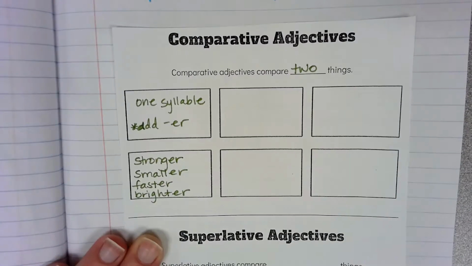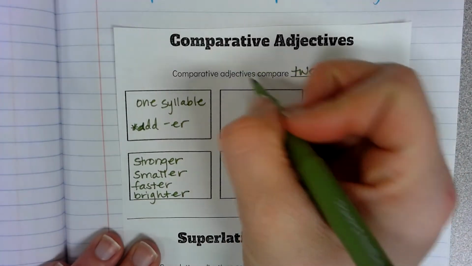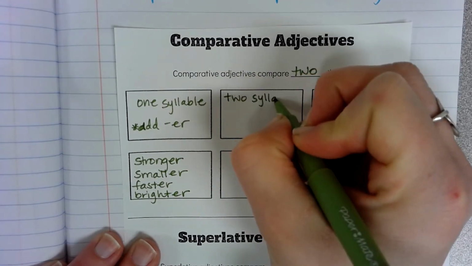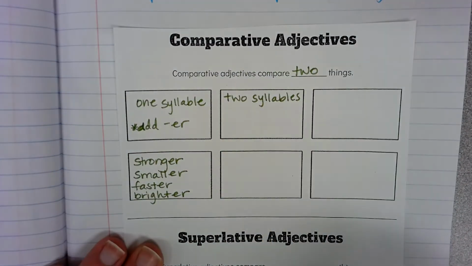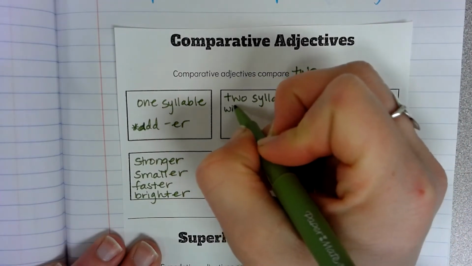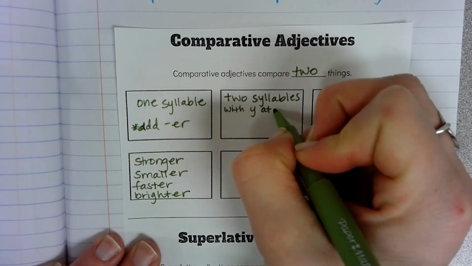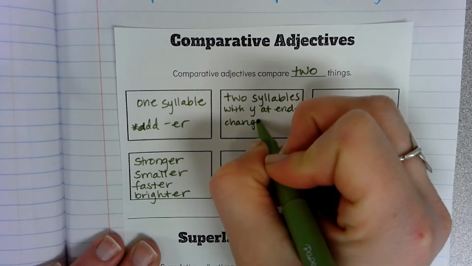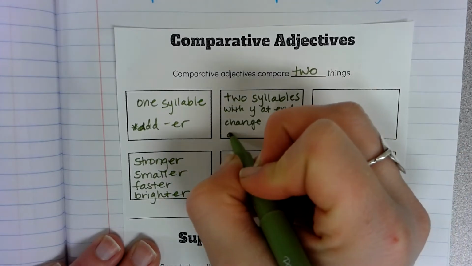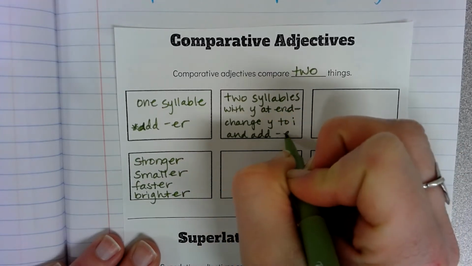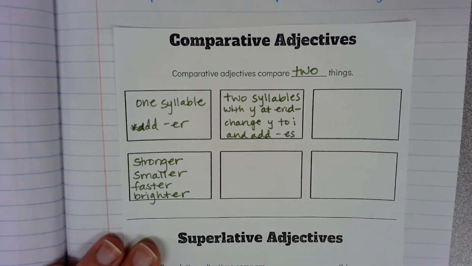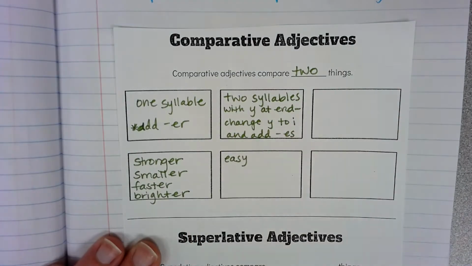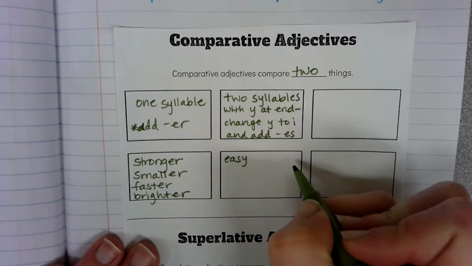Now, if you have an adjective being used to compare two things that has two syllables, so you would clap 2 times when you're saying that word out loud, with a Y at the end, you are going to change the Y to I and add ER. 2 syllables, change the Y to I and add ER. So let's say it was an easy test. Well, now the test was easier than the other test.